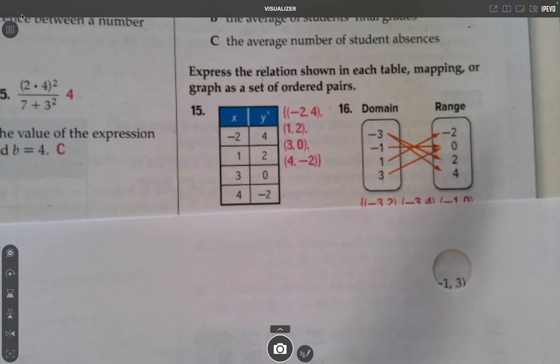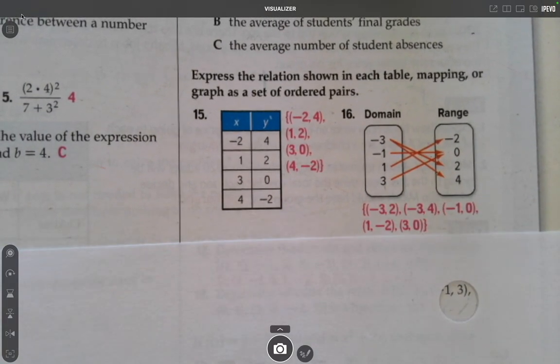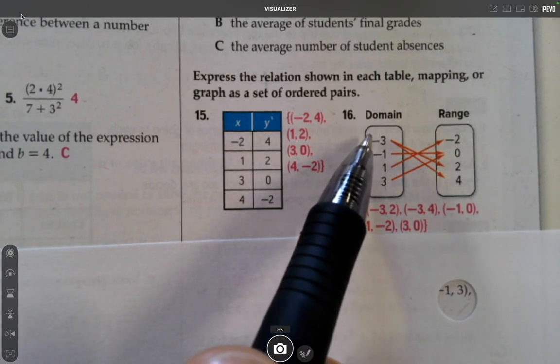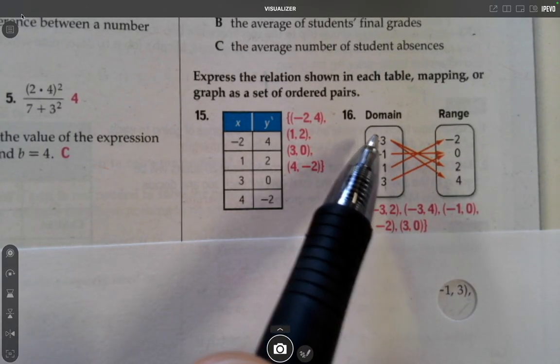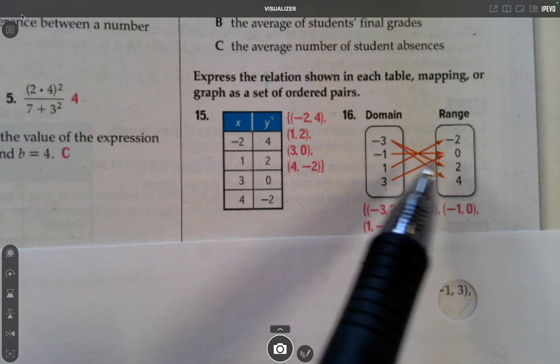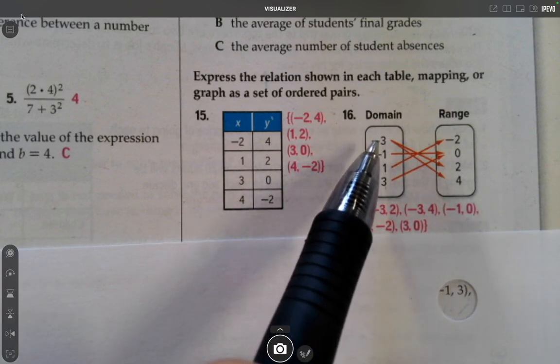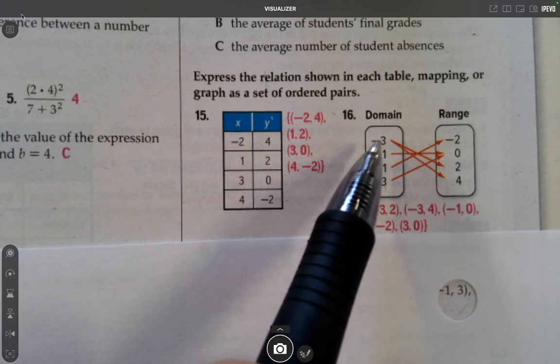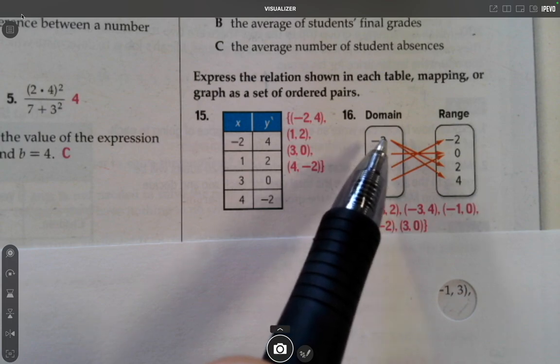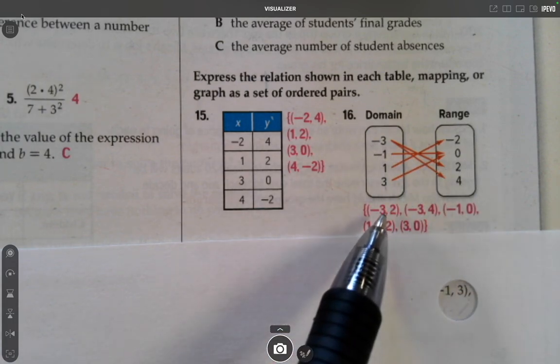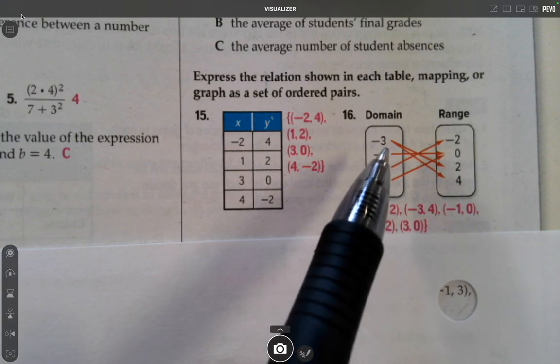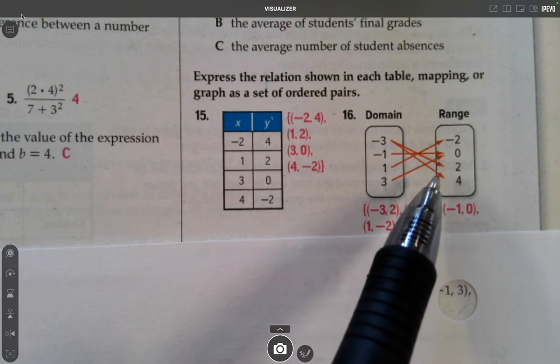Now it's a little more challenging going from a mapping, but you just follow the arrows. So if you notice, -3 has 2 arrows coming from it. So that means we need 2 ordered pairs that begin with -3. The order doesn't matter, but you have -3, 2. That's your first ordered pair. You also have -3, 4.